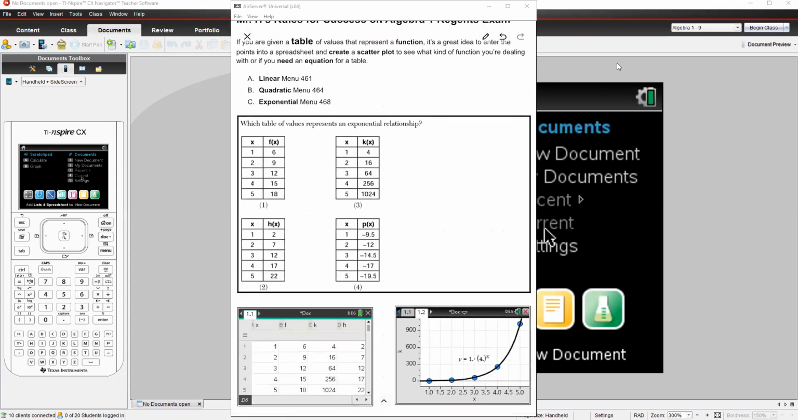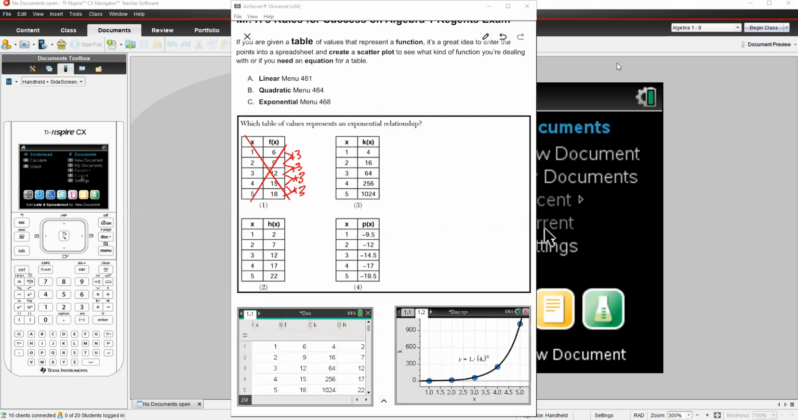So basically, whenever you have a table, you should always start by subtracting. You should always try to find the common difference, the slope. So basically, it's going to be 9 minus 6 is 3. 12 minus 9 is 3. 15 minus 12 is 3. 18 minus 15 is 3. So these are all going up by plus 3. Once you see that, you know that this is a linear function. So it's not this one. Okay, so we've eliminated one table.